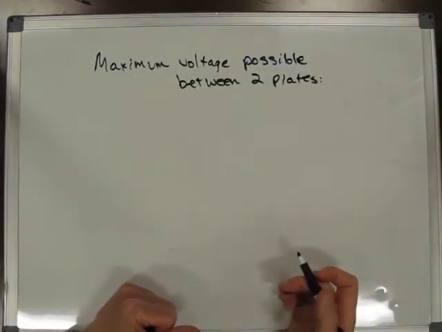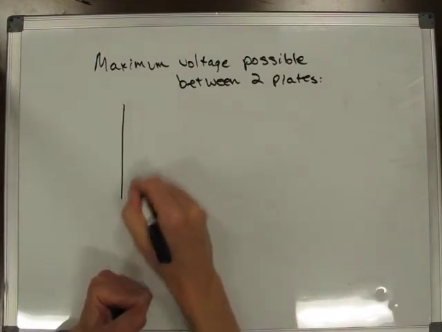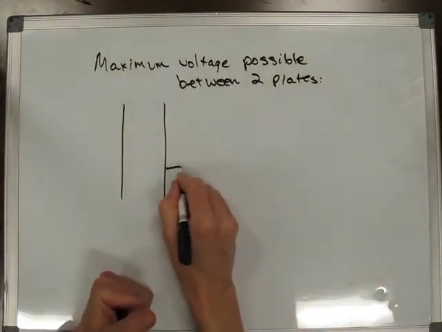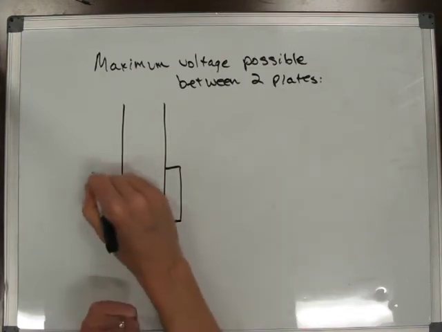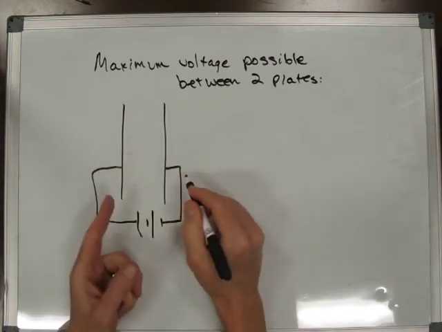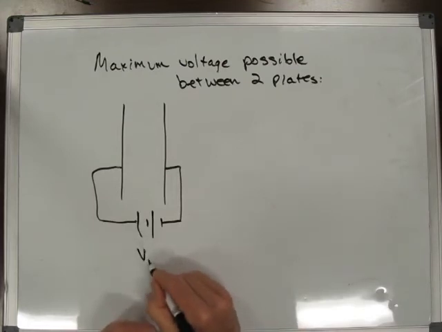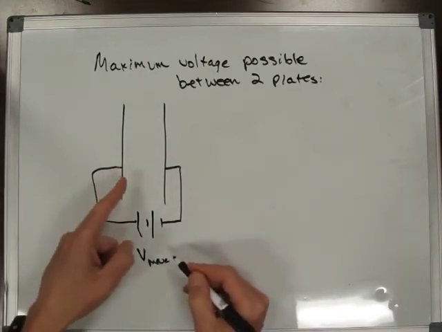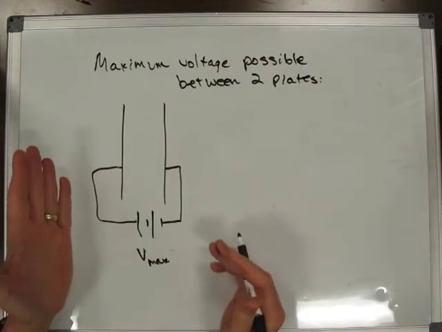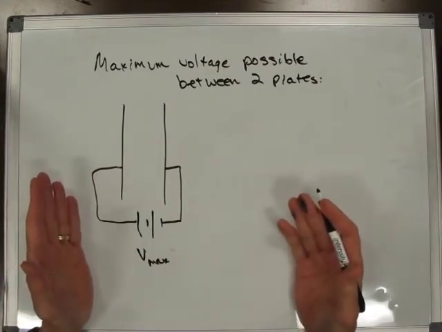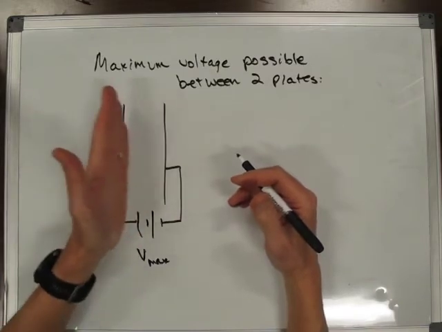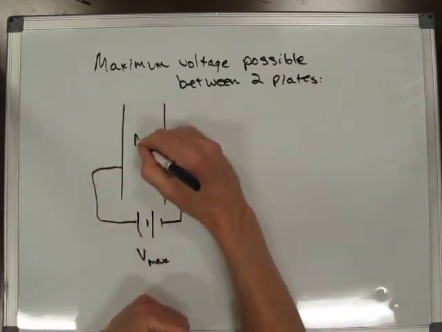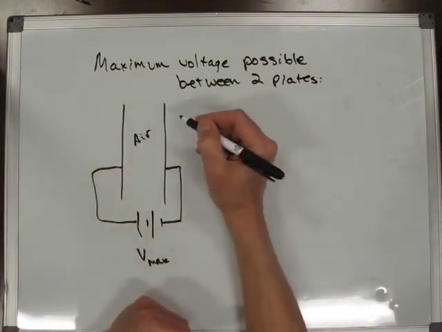So we're going to calculate the maximum possible voltage between two plates. I have two plates here, and I'm going to put a battery in there again. And I want to know what's the maximum voltage I can get in here, and it turns out there is a maximum. You may notice every once in a while you walk across the carpet and you'll touch a doorknob, you'll get a spark. If I get a voltage high enough, if this is air in here, then I'll get a spark.